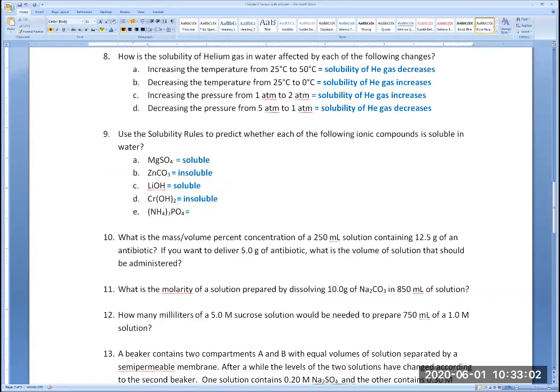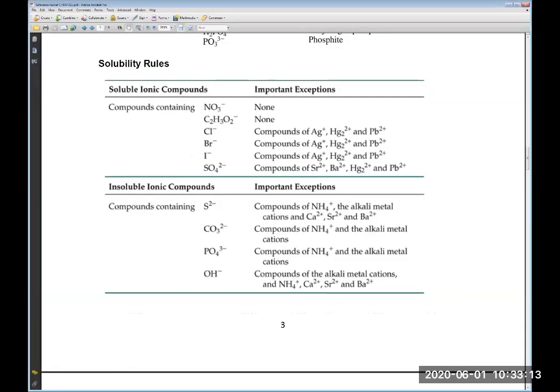I will go to the page. So NH4 3 times PO4, NH4 3 times PO4. It's called ammonium phosphate. NH4, PO4. Okay, there is no NH4, but there is PO4 in the insoluble one.